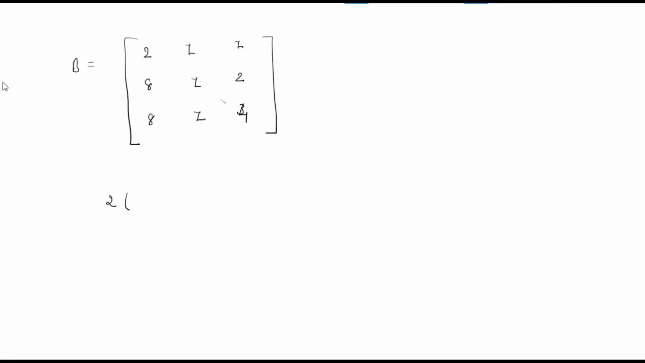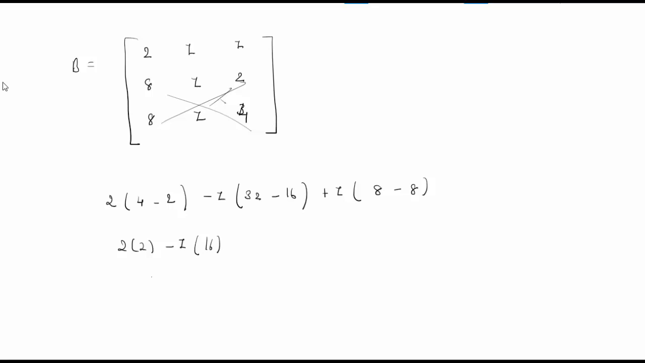So 2 into multiplying this, 4 minus 2, minus of 1 into this and this. So 8 fours are 32 minus 16, and plus 1 of 8 minus 8. So this is 2 into 2 minus of 1 into 16. So 4 minus 16, which is equal to 12 or minus 12, which gives a determinant of 12 could be my answer.